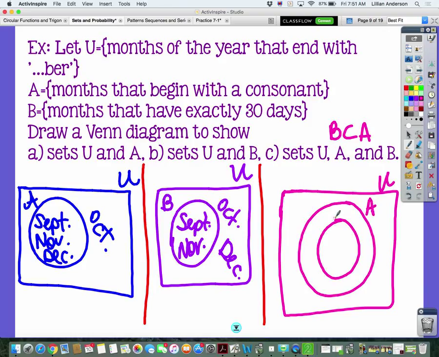Because all the elements, Miss Alexander, all the elements in B lie in A.